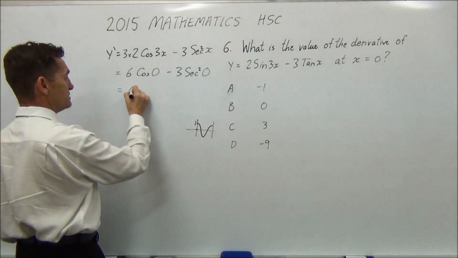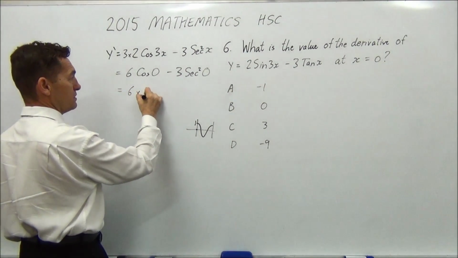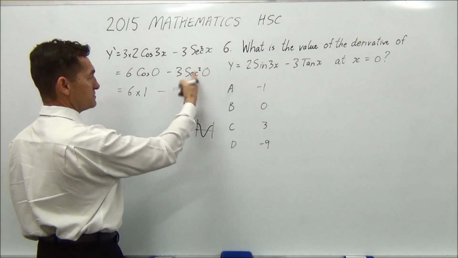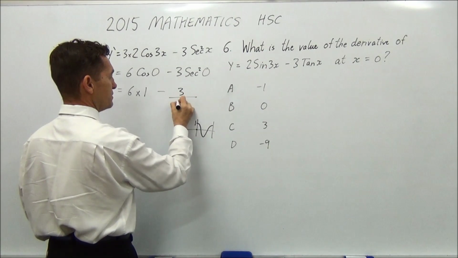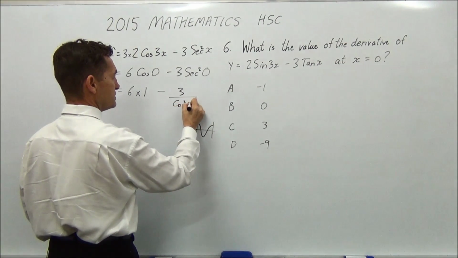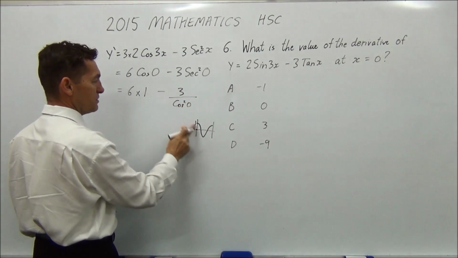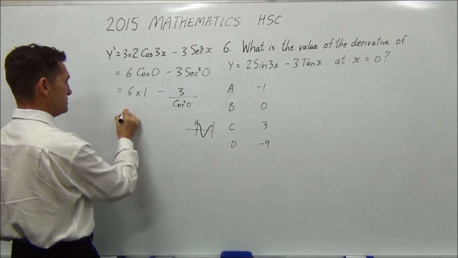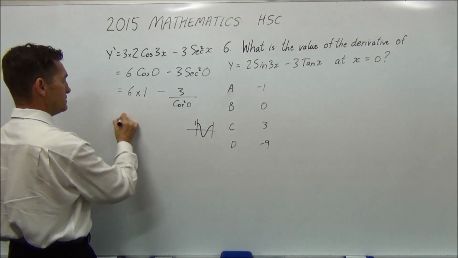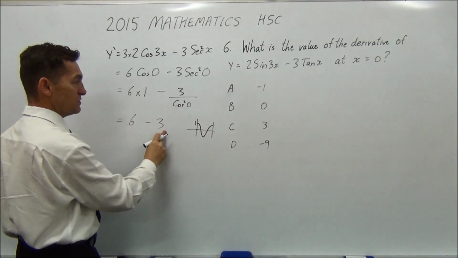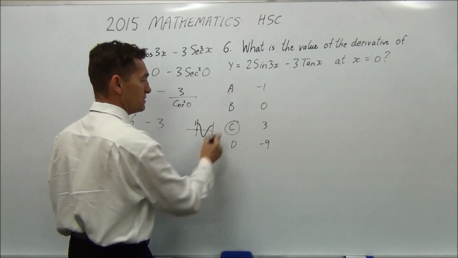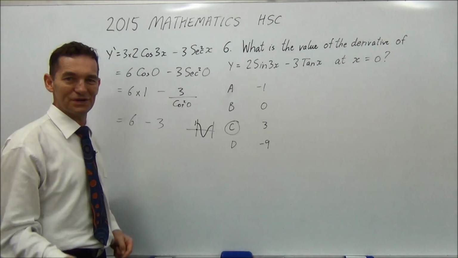So we know that cos 0 is 1. So this is going to be 6 multiplied by 1 minus, well, what's sec squared? 1 over cos. So 3 over cos squared 0. And again, we know cos squared 0 is 1. So it's going to equal 6 minus 3 over 1. 6 minus 3 is 3, and you're done.